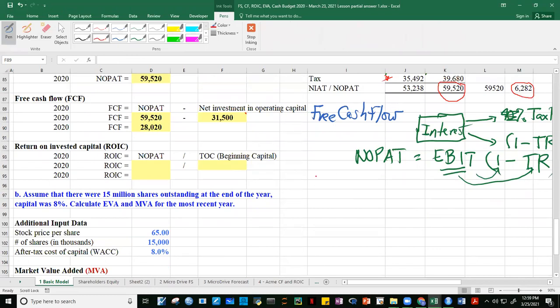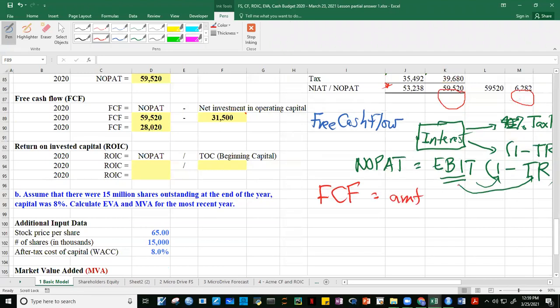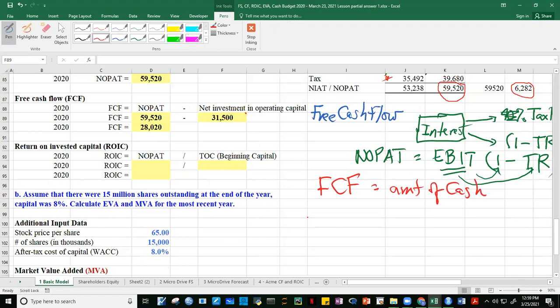Okay, so let's write here free cash flow. Okay, free cash flow, guys, is the amount of cash available, sorry for my handwriting, available for distribution, to, I'll just give you a copy of this, guys, if you want. No? Available for distribution to whom? Investors.